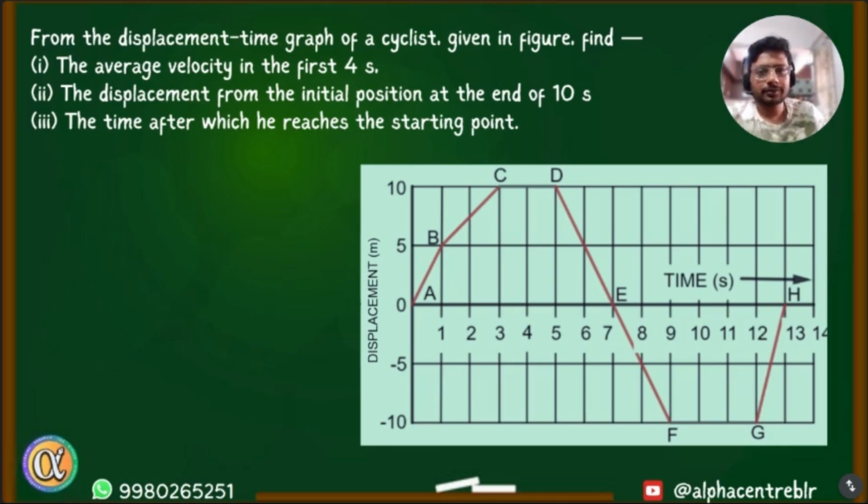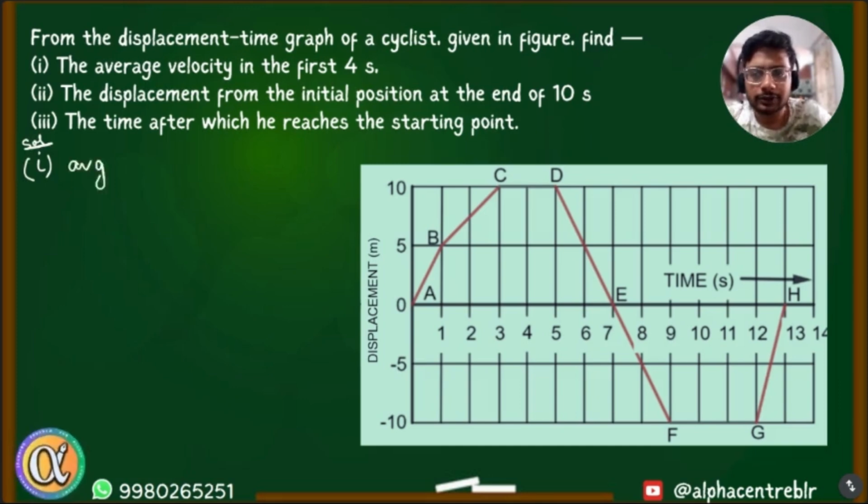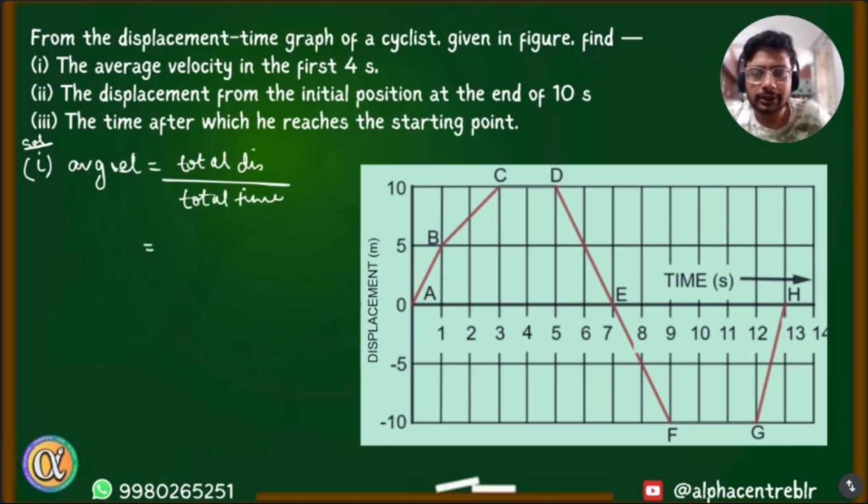So average velocity is equal to total distance upon total time. In the first part of the question, they're asking us to find the average velocity in the first 4 seconds. As you said, average velocity is total distance by total time, or total displacement by total time. So in 4 seconds, total time is 4 seconds. What is the total distance traveled, the displacement traveled?